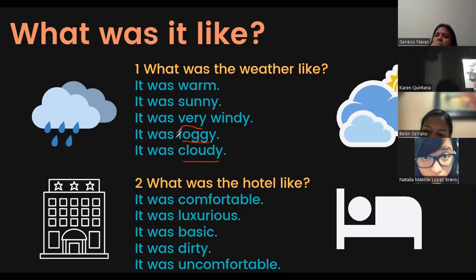Okay? Foggy, for example, we can find in the highlands. When you are going to Cuenca or you're going to Quito, you can say, oh, it's foggy. That means that there is fog. Okay? And cloudy, when it's about to rain, most of the time. And then we have, Genesis, can you please read question number 2?